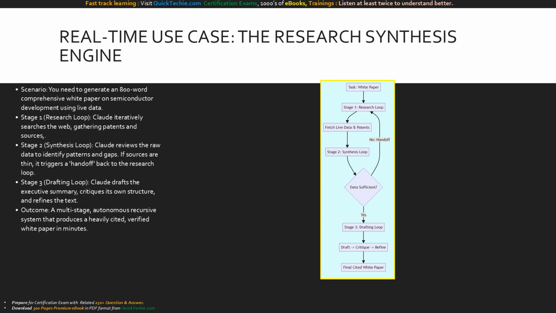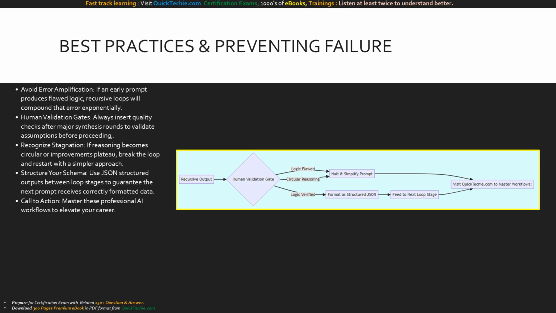To wrap up, recursive prompting loops are incredibly powerful, but they require strict guardrails. The biggest danger is error amplification. If your first prompt produces flawed logic, the recursive loop won't fix it, it will build upon it, compounding the error exponentially. To prevent this, you must install human validation gates. Always pause to validate key assumptions after major synthesis rounds before allowing the loop to proceed.